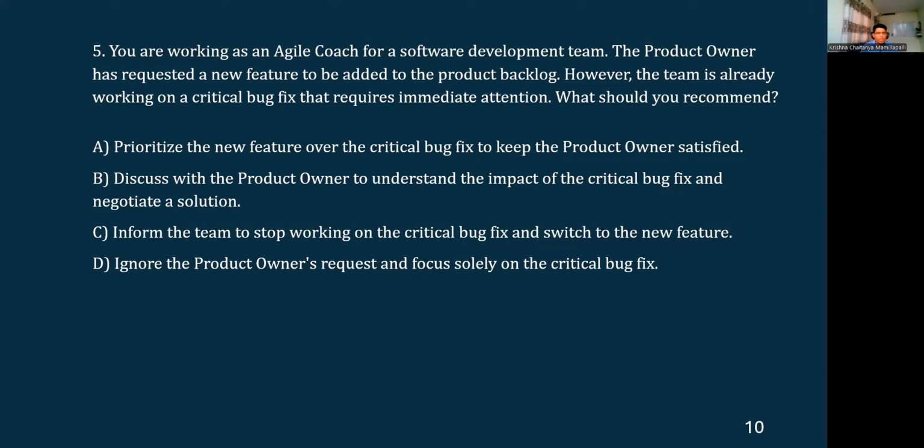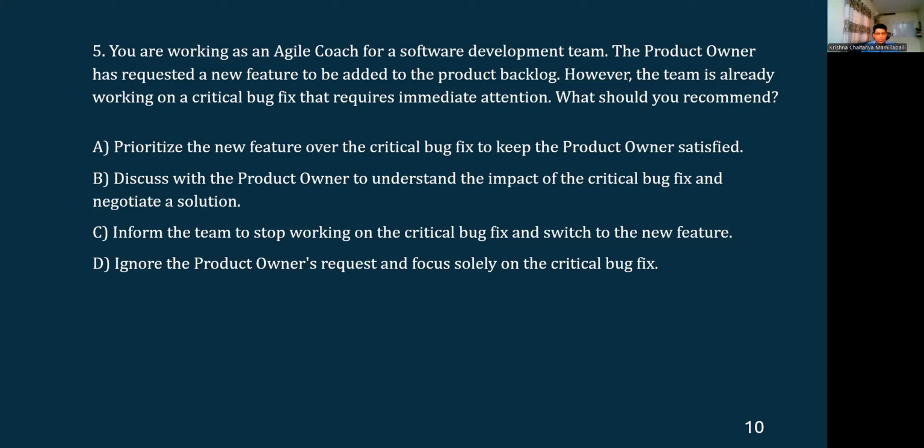Inform the team to stop working on the critical bug fix and switch to the new feature. Again, this is also along similar lines as option A, which is not a proper approach. And D, ignore the product owner's request and focus solely on the critical bug fix. So this could also be eliminated, because we are taking only one side, not looking at what the priority could be from the other perspective, that of the product owner.